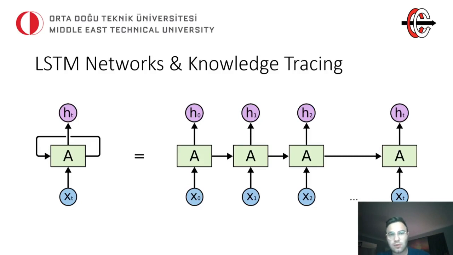What are LSTM networks and knowledge tracing? LSTM networks are a special kind of recurrent neural network which feed themselves. LSTM stands for long short-term memory, and they can be considered like in this figure. In each time step, it takes input and combines that input with the previous state and produces the next output. The T is the time step value, how many times the state is updated. It uses the past state in each time step.